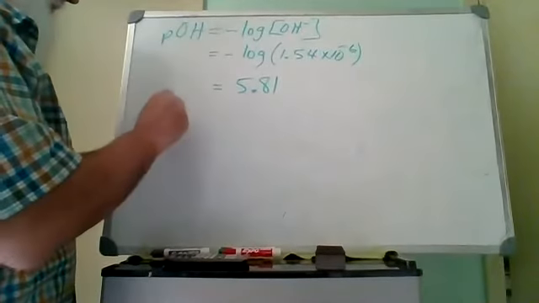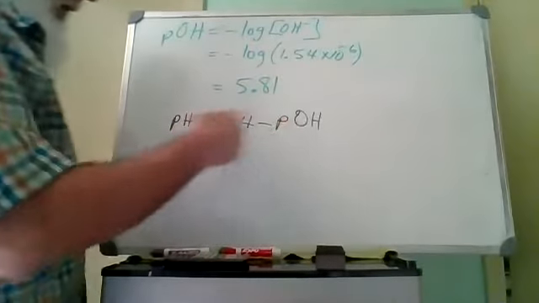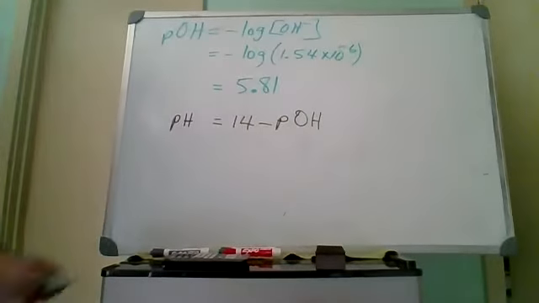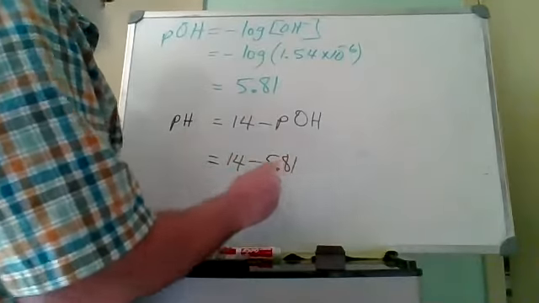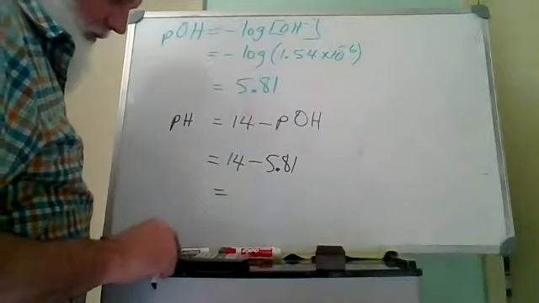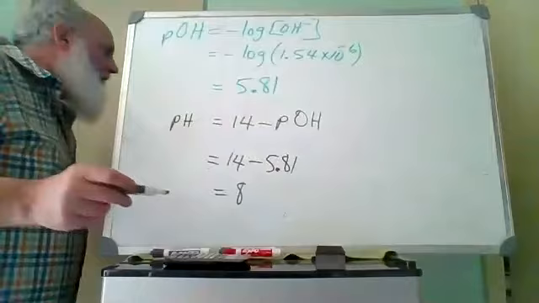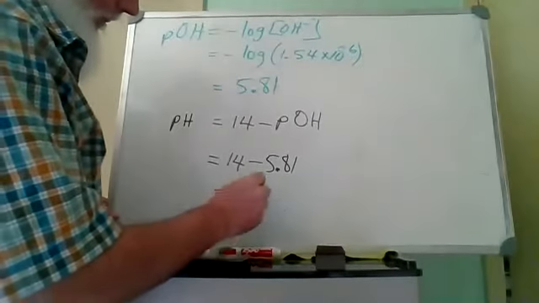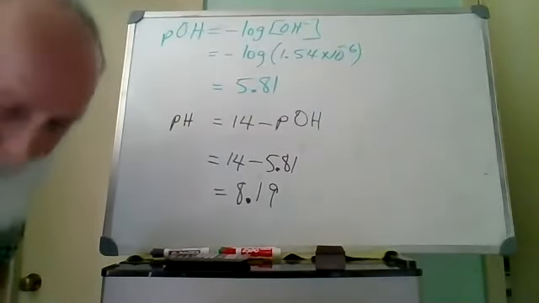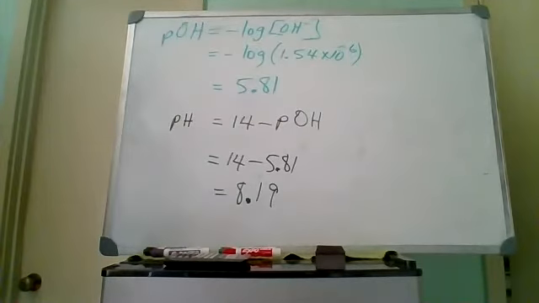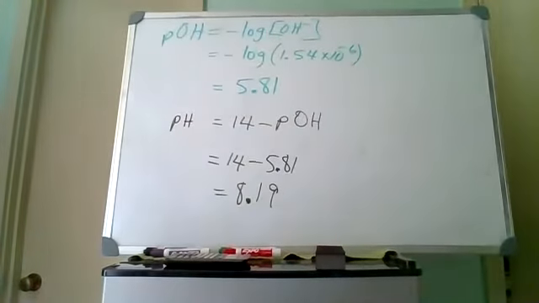pH is equal to 14 minus pOH. Remember, pH plus pOH has to equal 14. So pH is equal to 14 minus 5.81, which is equal to 8.2, or 8.19. There we go. 8.19. I'm going to sit down here for a minute.